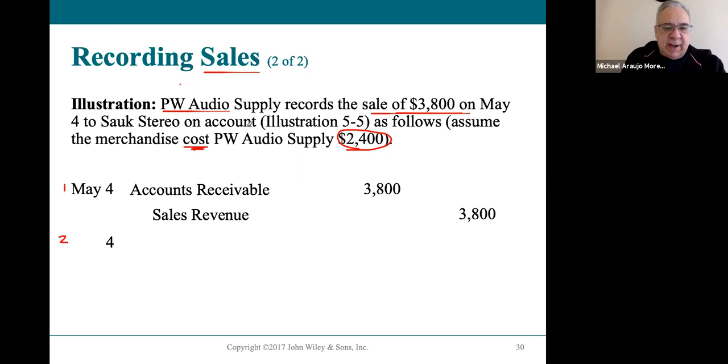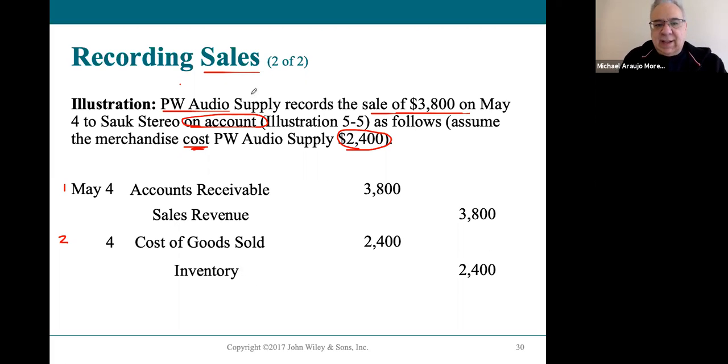Again, this was on account, so they're going to get an invoice: debit accounts receivable, credit sales revenue. That's part one. Part two, record the cost, take it out of inventory. Debit cost of goods sold for $2,400, credit inventory for $2,400. That's how the seller would be recording these sales.